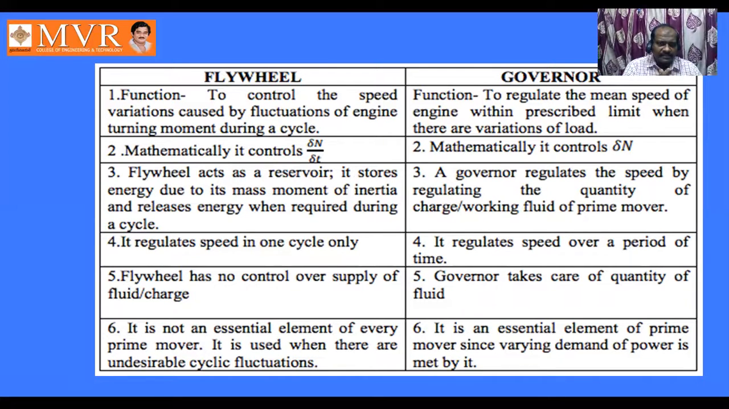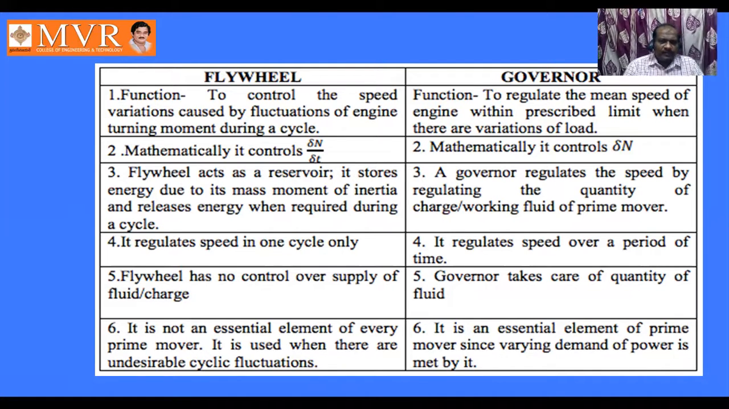Flywheel acts as a reservoir. It stores energy due to its mass moment of inertia and releases energy when required during a cycle. So already I told that a reservoir absorbs the energy. That means the flywheel absorbs the energy when energy is not in need, and at the same time it supplies the energy when it is needed. Next, the governor regulates the speed by regulating the quantity of charge or working fluid of a prime mover.